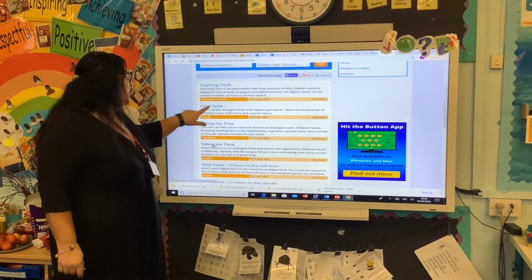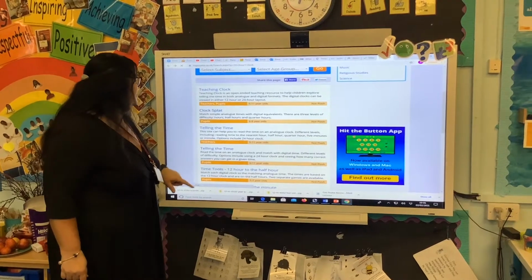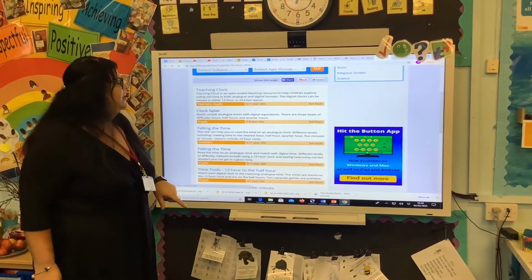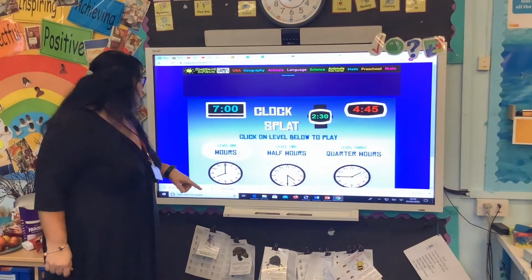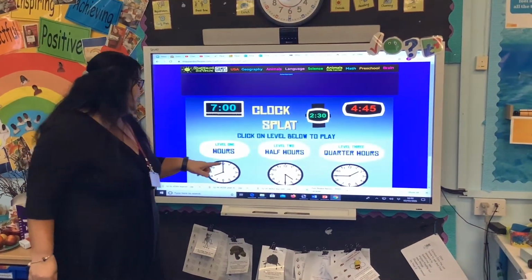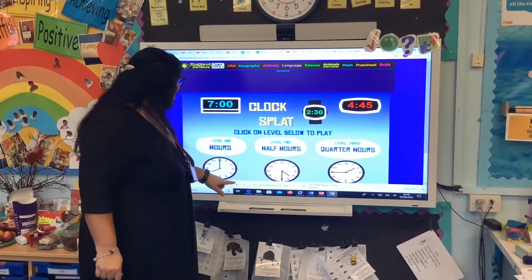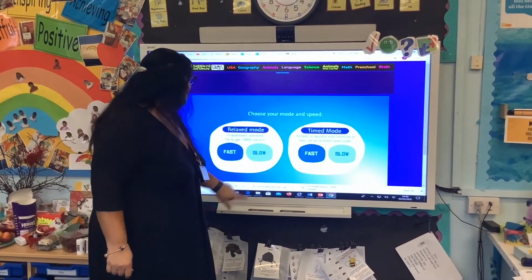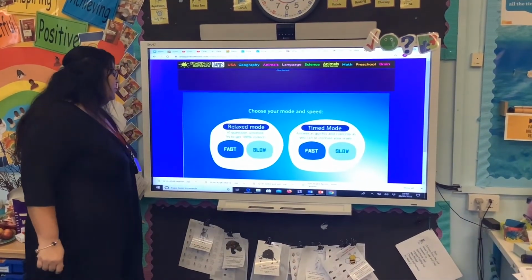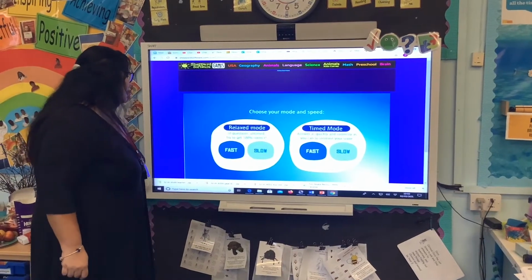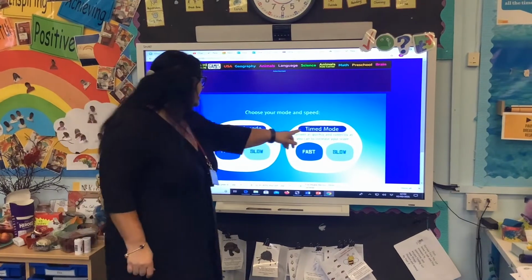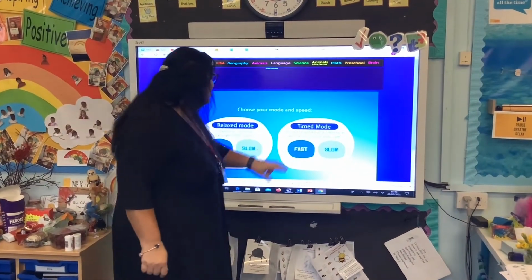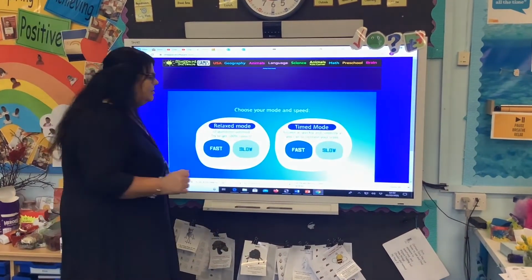I'm going to have a go on clock splat. So let's click on this. You can choose your level. Let's go level 2, because I haven't played it before. It's half hours. Right, so do we want to do relaxed mode? 10 questions untimed. Well, let's try the timed mode. Answer as quickly and correctly as you can to increase your score. Let's go for it.